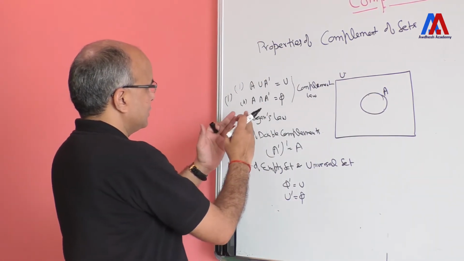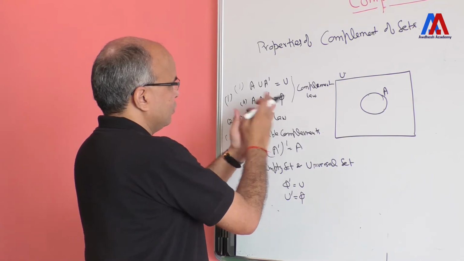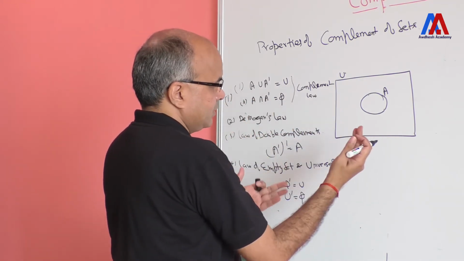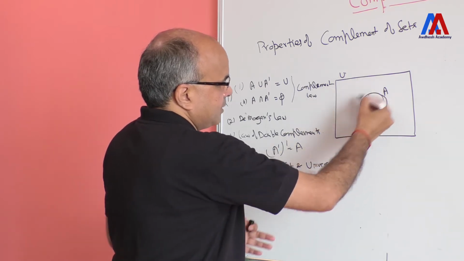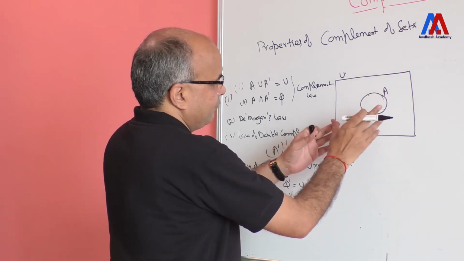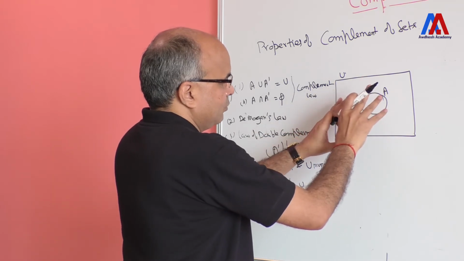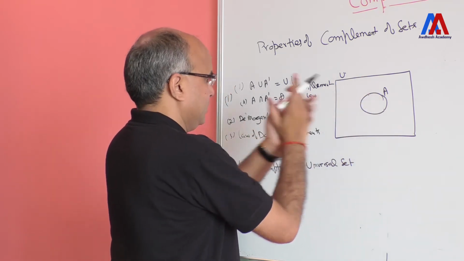The second law says A intersection A dash is equal to phi. This is also very easy to understand because A represents the area inside this, A dash represents the area outside it, and therefore if we take the intersection of the two, there will be no element within it.